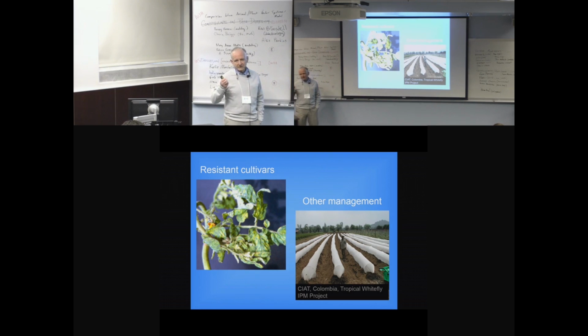And then, of course, you have the intrinsic characteristics of the virus itself, such as its ability to multiply within host cells. So there are different types of resistance that can be used, and of course there are many different methods for managing vectors, such as netting, in this case beans, to keep whiteflies from affecting these bean seedlings.